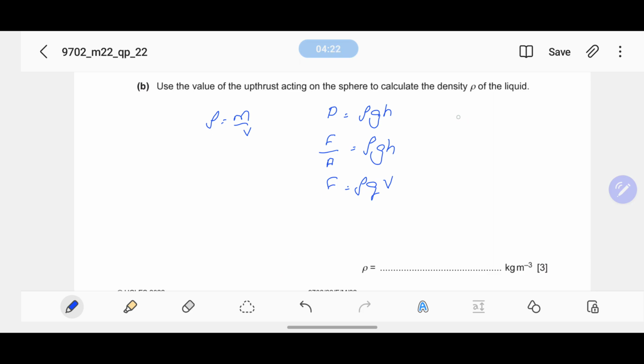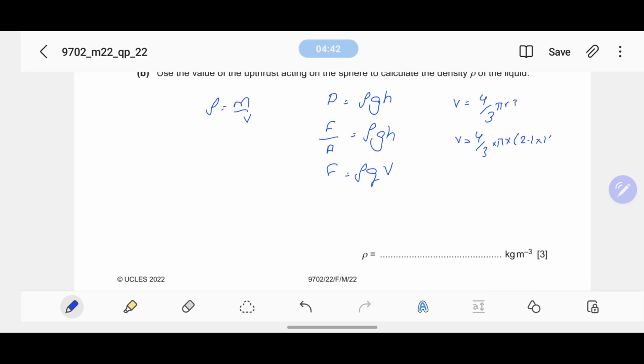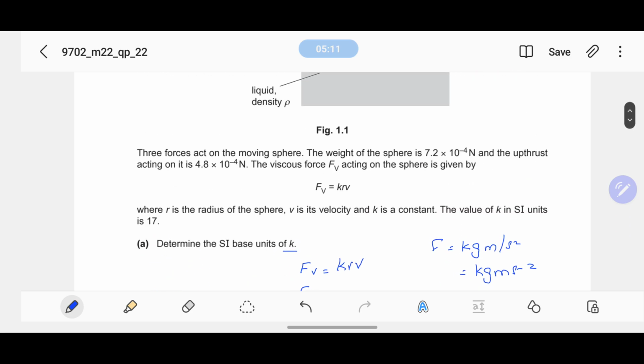As I know this is a sphere, a sphere has a volume of 4 over 3 pi r cubed. If I plug in all the values, that is 4 over 3 times pi times r, which is 2.1 × 10^-3, cubed. So my volume would be 3.88, you can just write it 3.9 × 10^-8 meters cubed. Now the problem is I have two values over here. Number one is the upthrust acting on it, and the other one is the weight acting on it. Which value should I take?